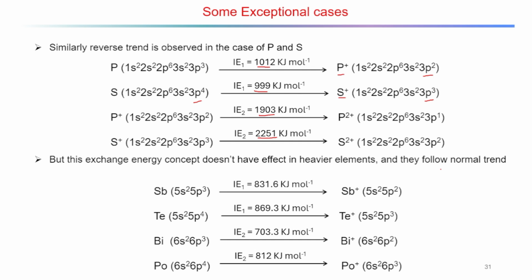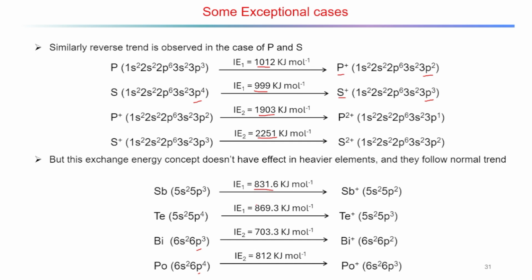The ionization energy will increase. That thing happens in case of antimony, tellurium, bismuth, and polonium. Antimony and tellurium have 5p3 and 5p4, and bismuth and polonium have 6p3 and 6p4. So from the half-filled nature, we expect antimony to have higher first ionization energy, but that is not true. You can see antimony has lower first ionization energy.